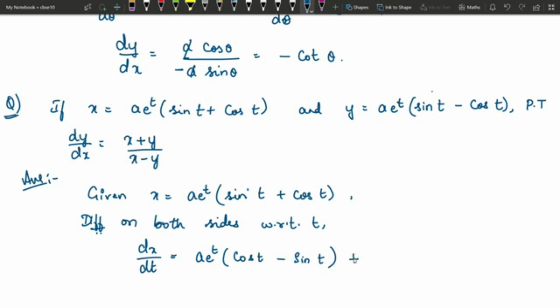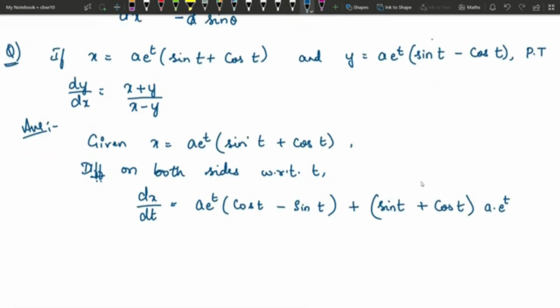Okay, plus second function, we will write it as it is, sin t plus cos t, into derivative of first function, which is a into e power t. A into e power t is a into e power t itself, because the derivative of e power x is e power x itself when we are differentiating with respect to x. Here we are differentiating with respect to t, which is going to remain same.